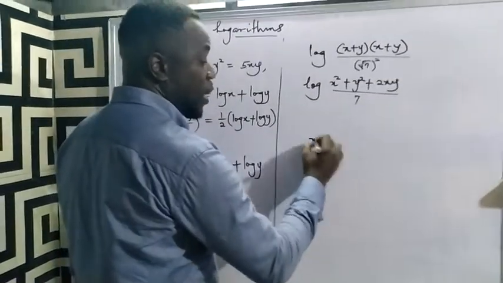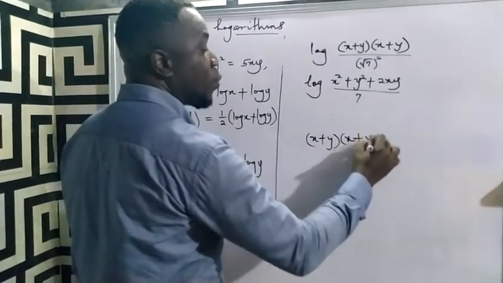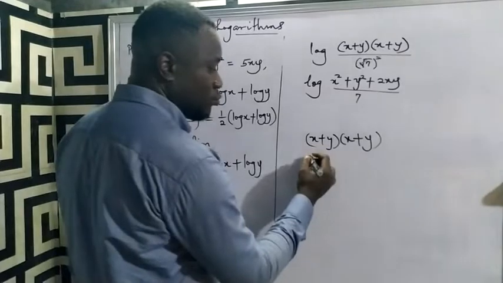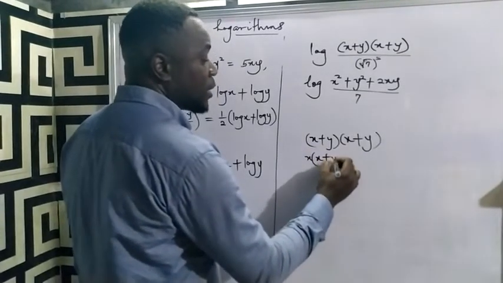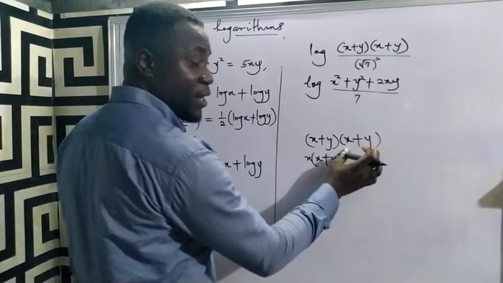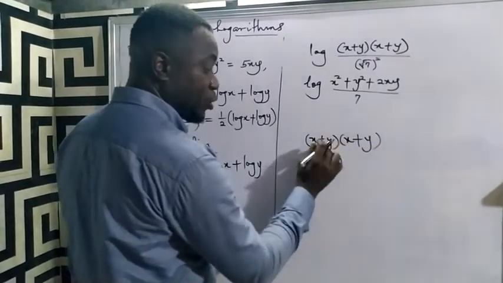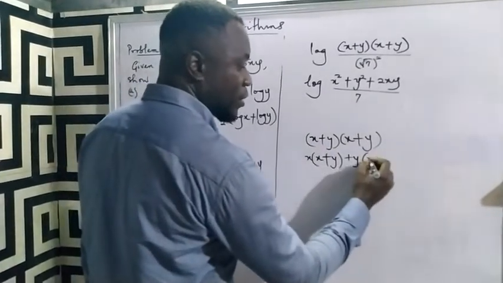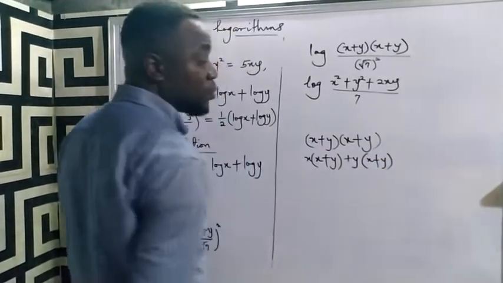You have (x plus y) into (x plus y). There are several methods of expanding this, but I do stick with this. Take x from the first bracket into the second bracket, that's what I've written. Then plus y, that's this y, into the second bracket again. That will always help you out.